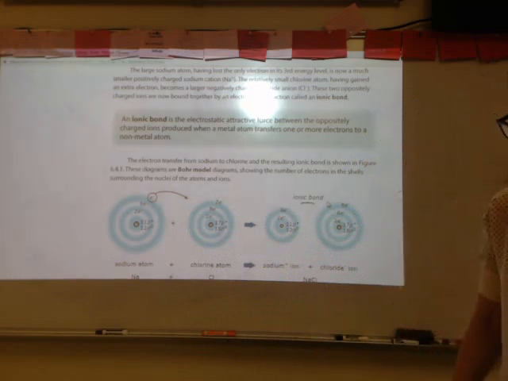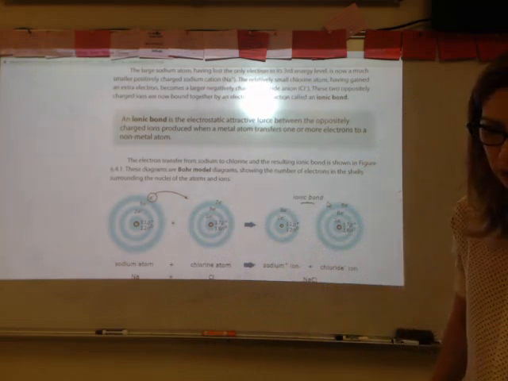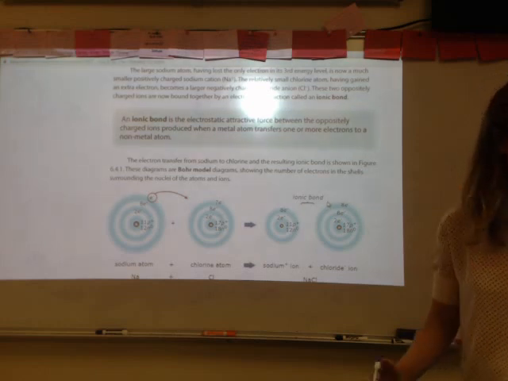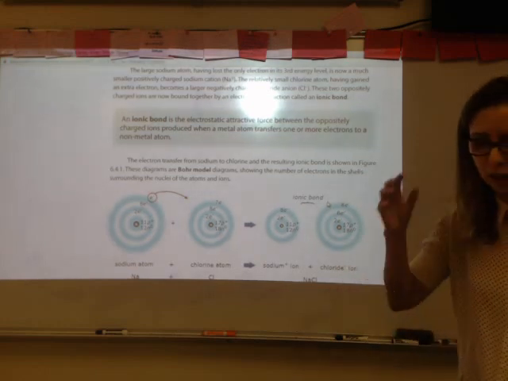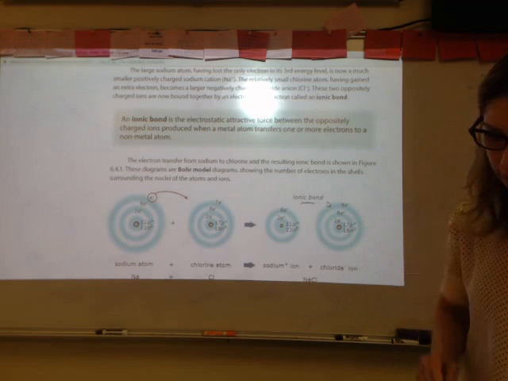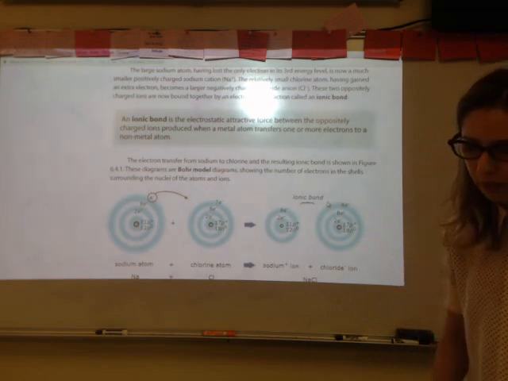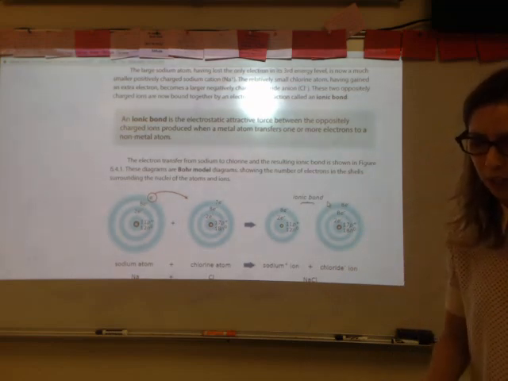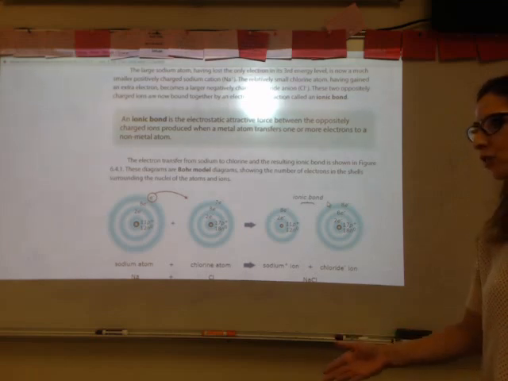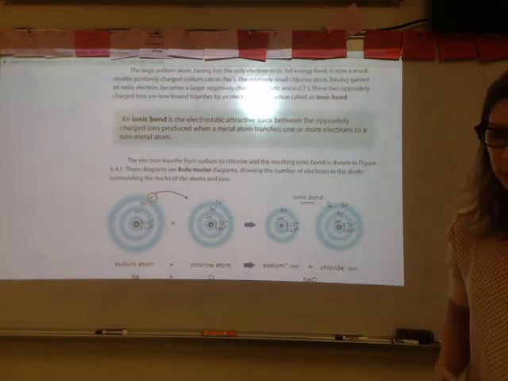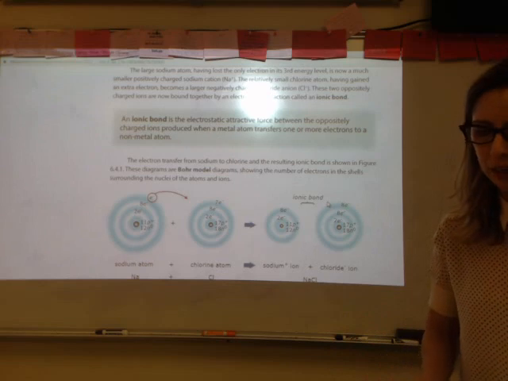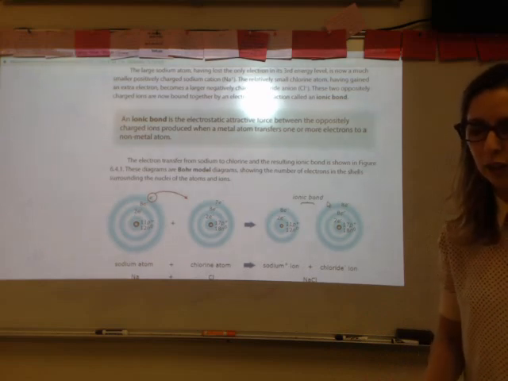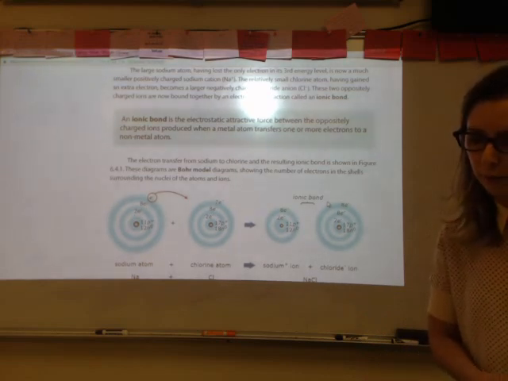So you could think of this as a tug of war between electrons, and the nonmetal, which has a smaller atomic radius, is going to win. So in ionic bonds, they generally say that the metal transfers its valence electrons to the nonmetal because the valence electrons in the metal are so close to the nonmetal.